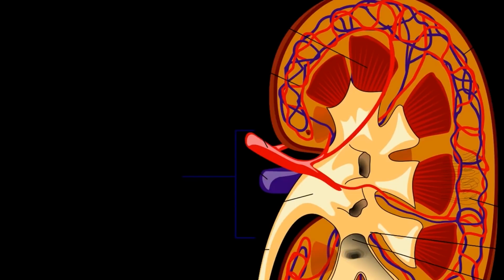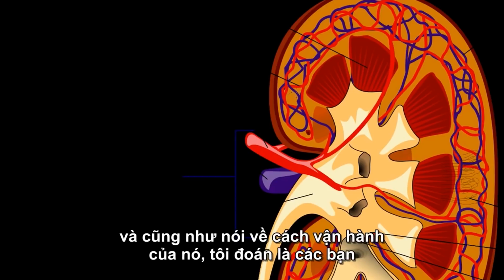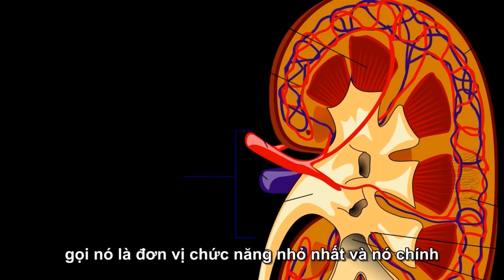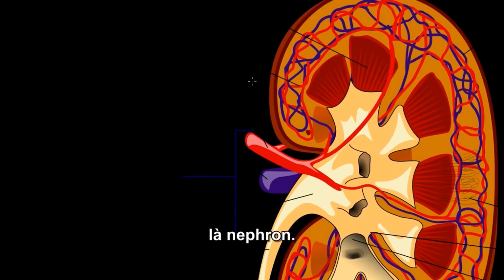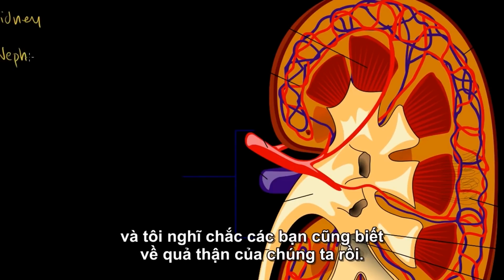What I want to do in this video is talk a little bit about the kidney, and this is a big picture of a kidney, and to talk about how it operates at its, I guess you could call it, smallest functional level, and that's the nephron. So we're going to talk about the kidney and the nephron. And I think you might already know the kidney, we have two of them.